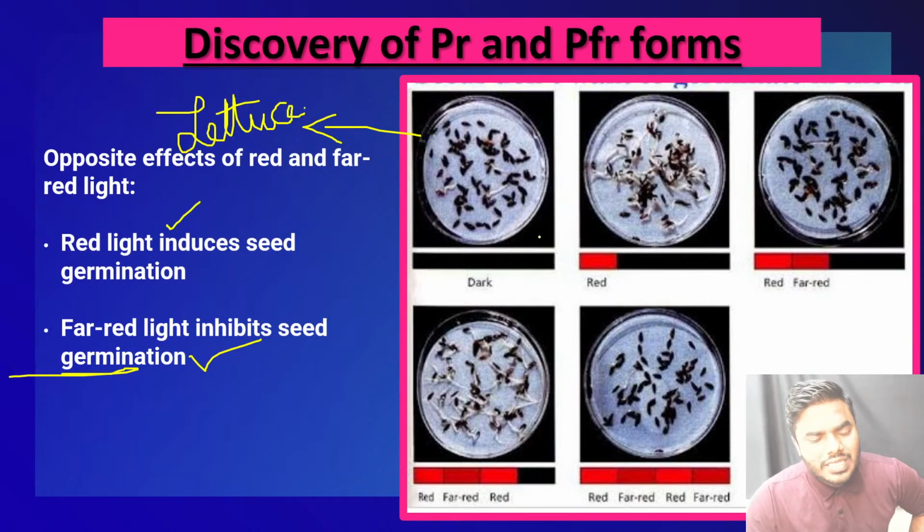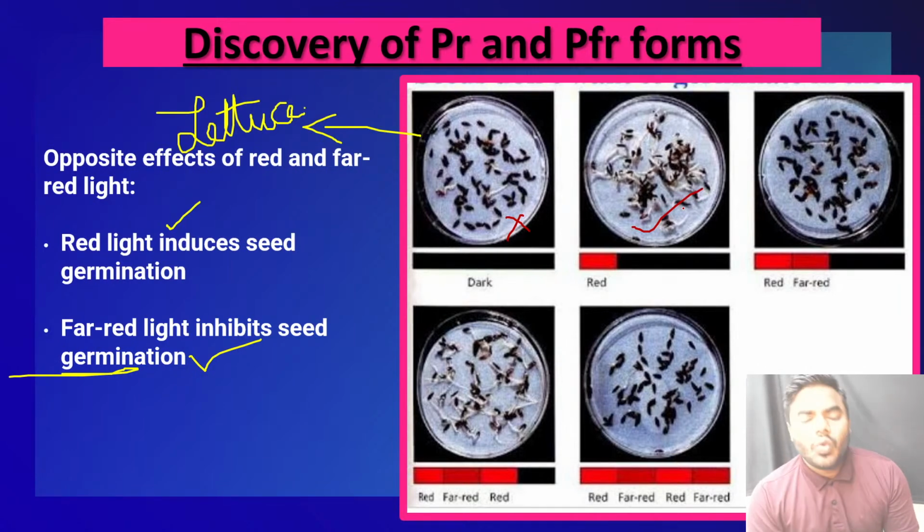Try to understand clearly. When we keep these lettuce seeds in the dark condition, do you observe any kind of seed germination? No, there will be no seed germination at all. But friends, when we expose the lettuce seeds that were kept in the dark to red light, what happens? It allows the process of seed germination.